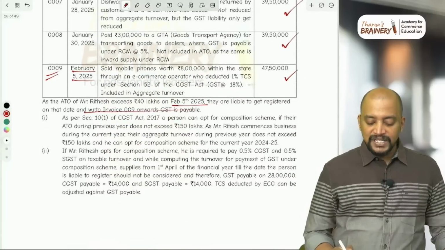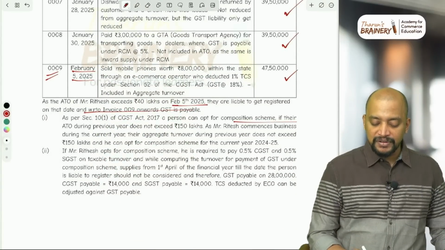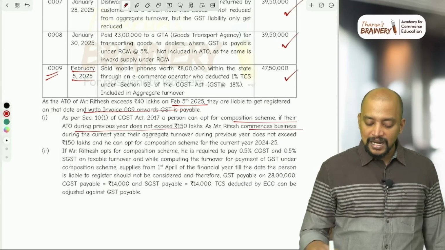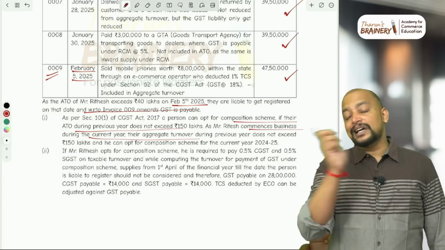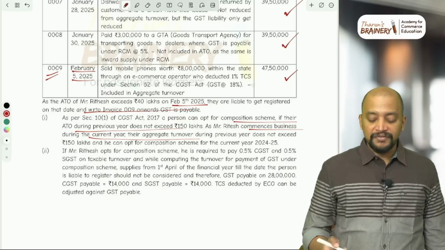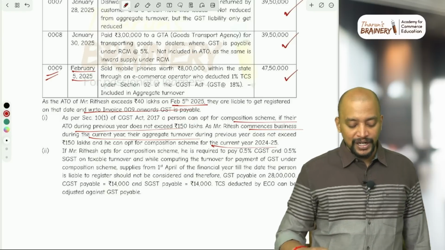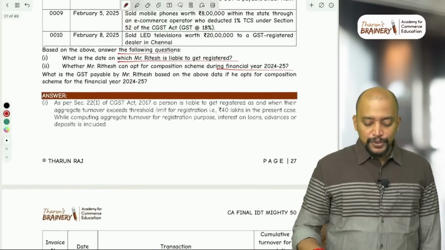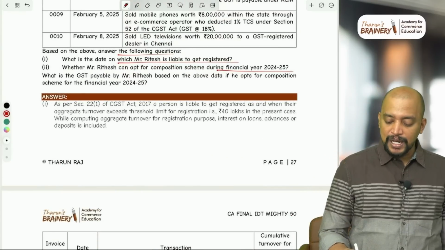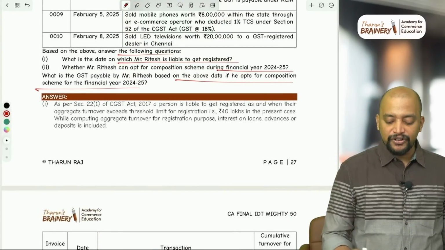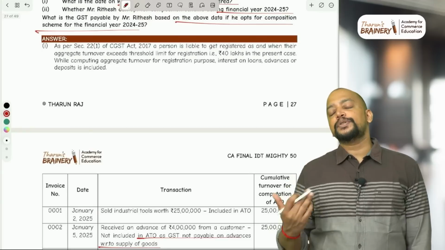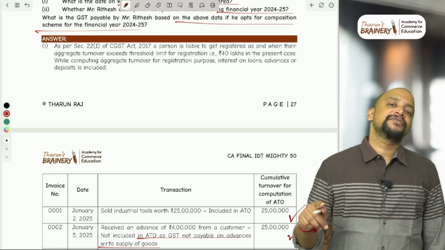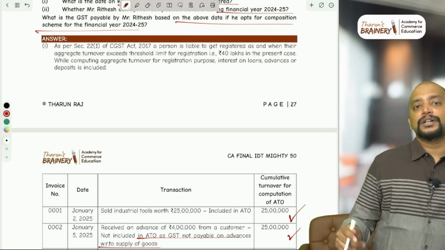See this. As per section 10, a person can opt for composition scheme if their aggregate turnover during the previous year does not exceed 150 lakhs. As Mr. Ritesh commenced business during the current year, the aggregate turnover during the previous year does not exceed 150, so they can opt for composition scheme during the current year. Now, if Ritesh opts for composition scheme, what is the GST payable based on the above data? He needs to pay GST being a trader, 0.5% CGST and 0.5% SGST on the taxable turnover.